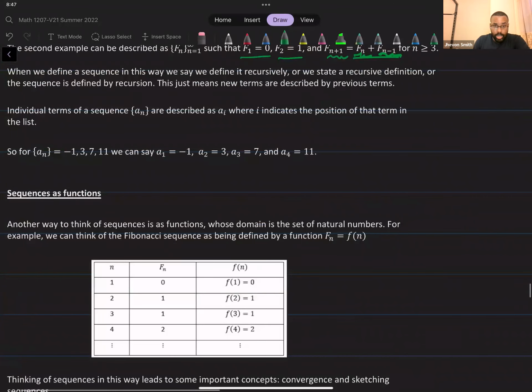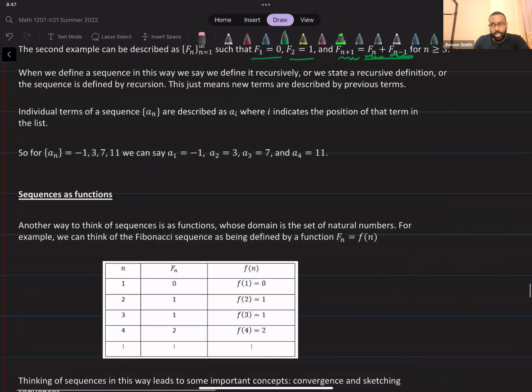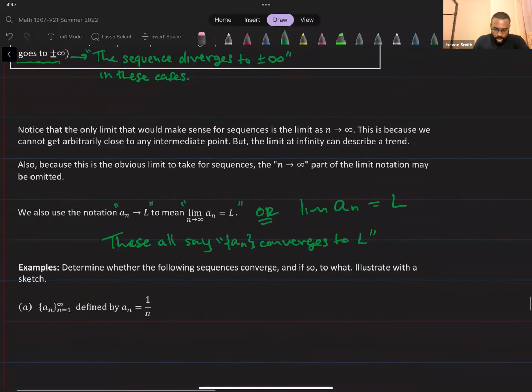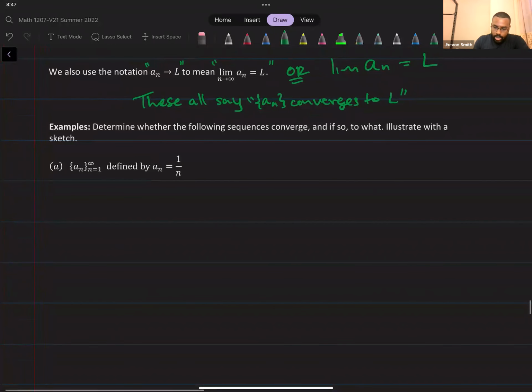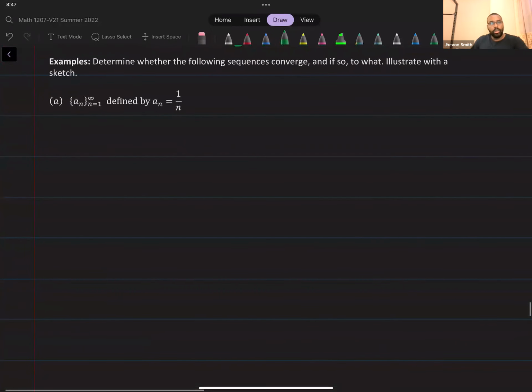And sometimes it helps to think of sequences as functions. That's useful because we can actually start to graph stuff, and you can get a lot of intuition from looking at the graphs. So let's actually look at one example. Determine whether the following sequence converges. If so, to what? And I'm going to illustrate with a sketch so you can actually see the idea.